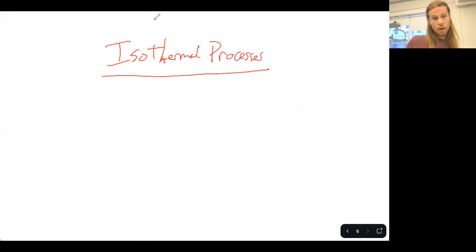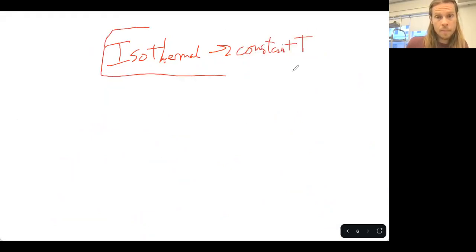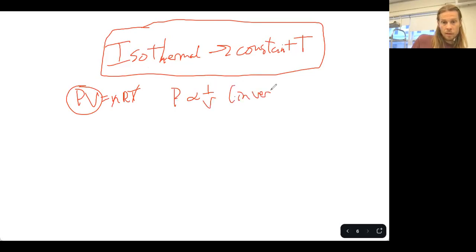So an isothermal process, remember we had isochoric, constant volume, isobaric, right? Constant pressure. Isothermal is constant T, right? So again, we're assuming constant N. So from a ratio standpoint, we can see that this is constant and this is constant. Therefore, P should be inverse to V, which means P1V1 equals P2V2.